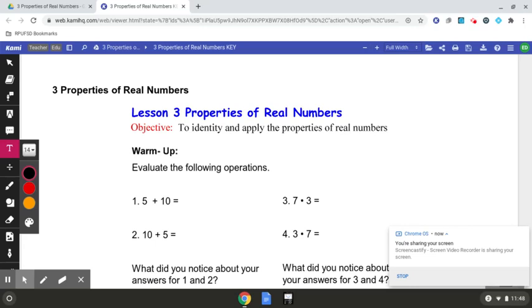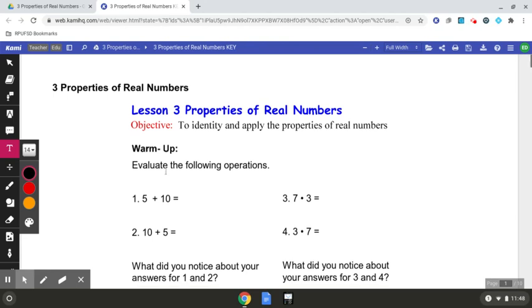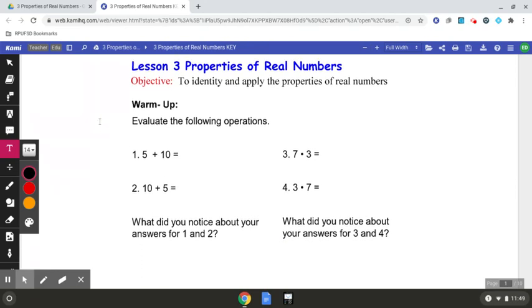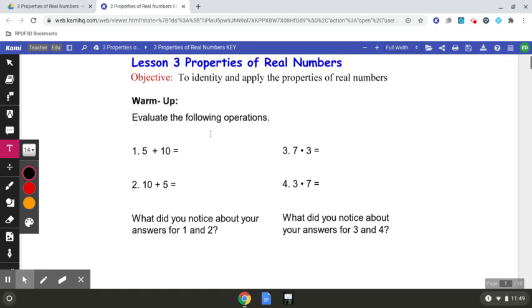All right, guys, so this is lesson 3, properties of real numbers. So this is the beginning. In the warm-up here, what I would do is stop the video, pause it, and try them, and see what you notice about your answers for 1 and 2, and then again for 3 and 4.